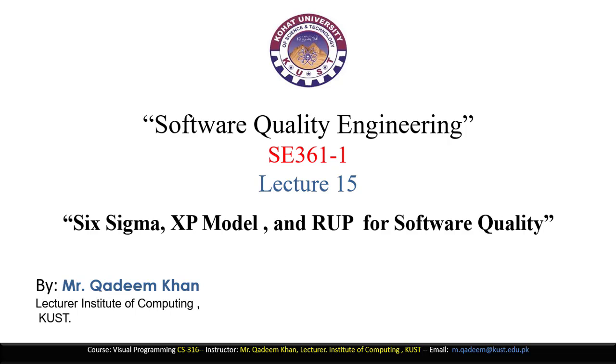I am Mr. Kadim Khan and I am a lecturer in the Institute of Computing, Kohat University of Science and Technology. Today we will take lecture number 15 of the subject of software quality engineering, in which we will discuss the Six Sigma, XP model and Rational Unified Process model for software quality. These models are very important as they ensure the best quality for the product. So here we will discuss all these models thoroughly.